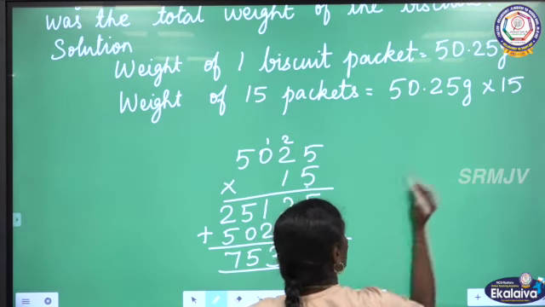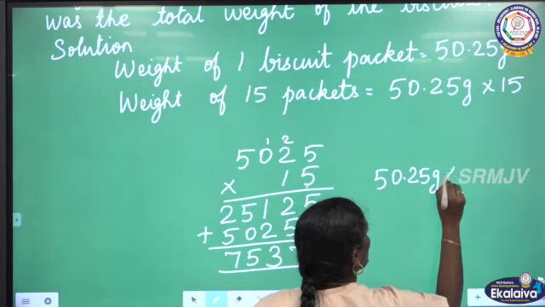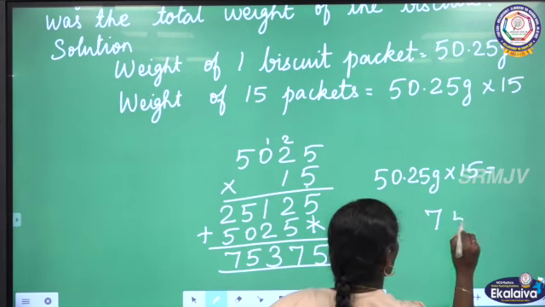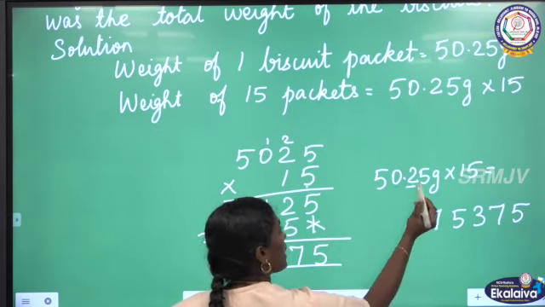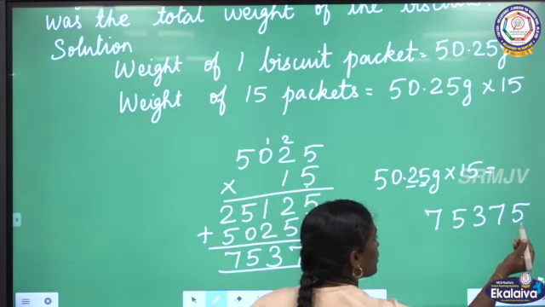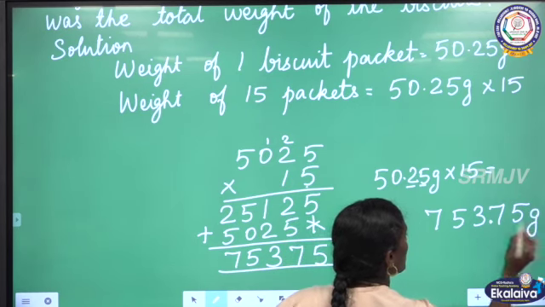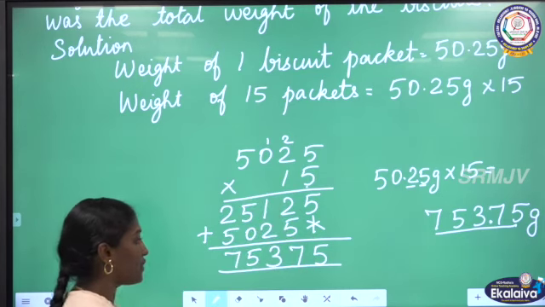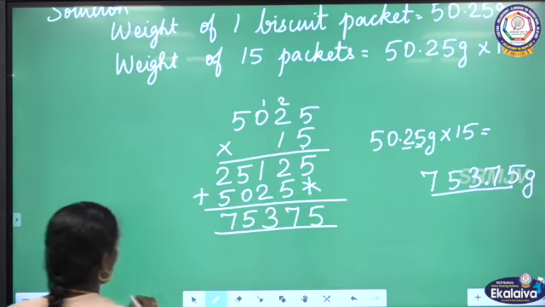Now we have to write the answer for 50.25 gram into 15. So what answer did we get? 75,375. Here we are having two decimal places. So in the answer also we need two decimal places. So from the last, before two digits, we have to keep the decimal point. So the answer is 753.75 gram. Okay, this is the weight of 15 biscuit packets.